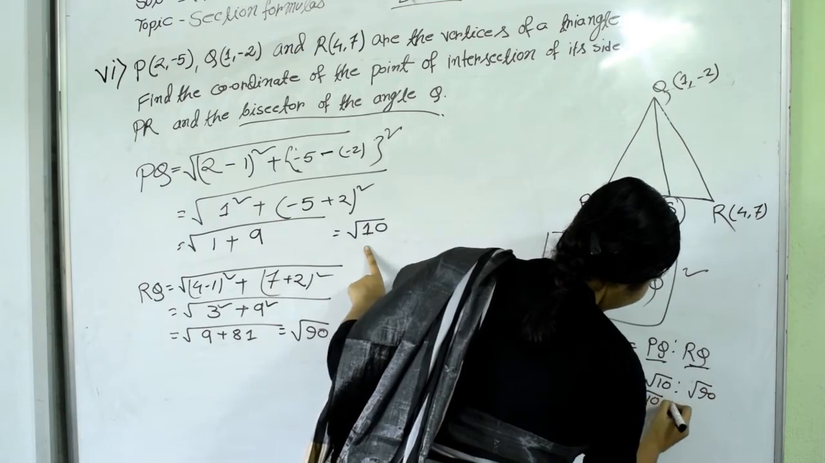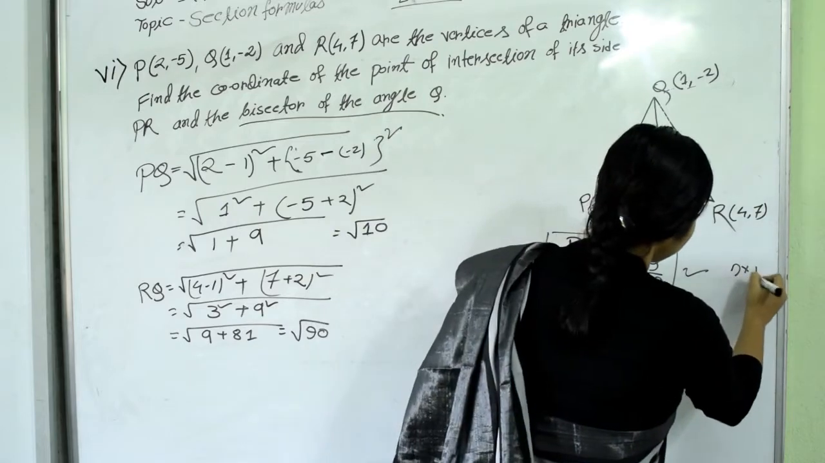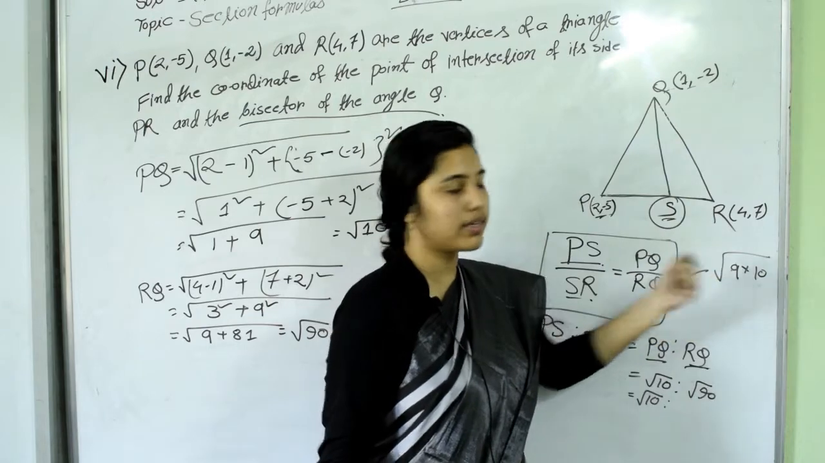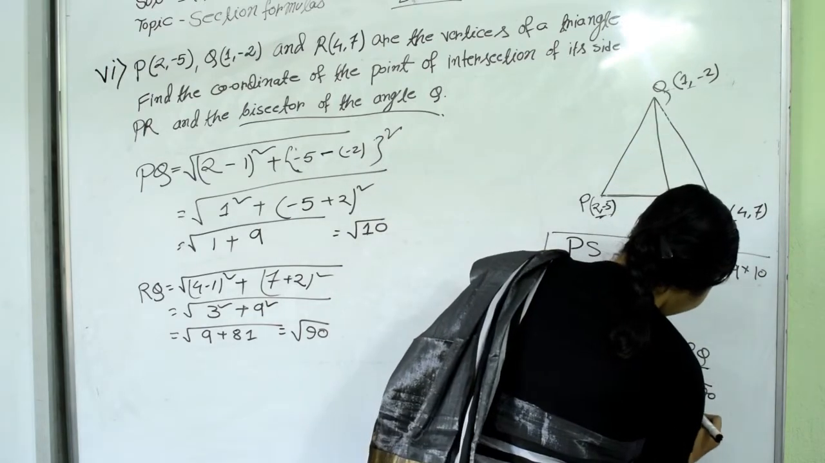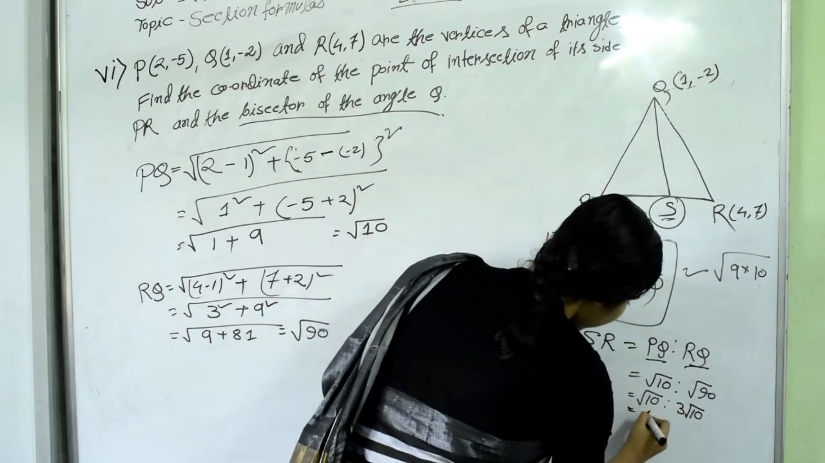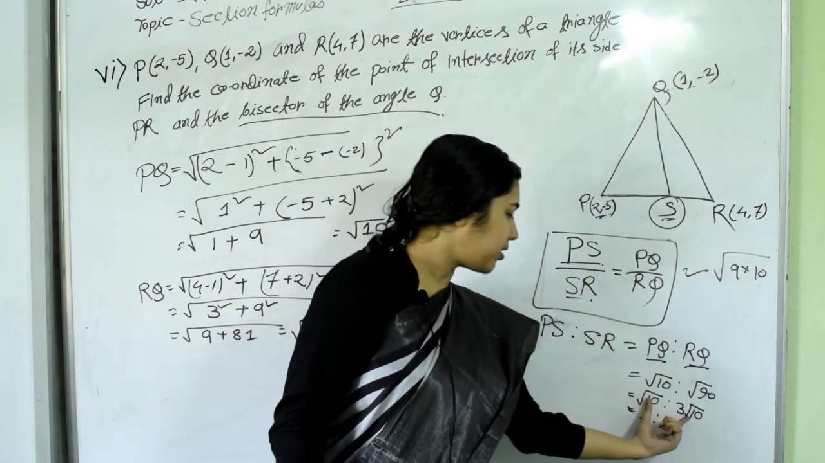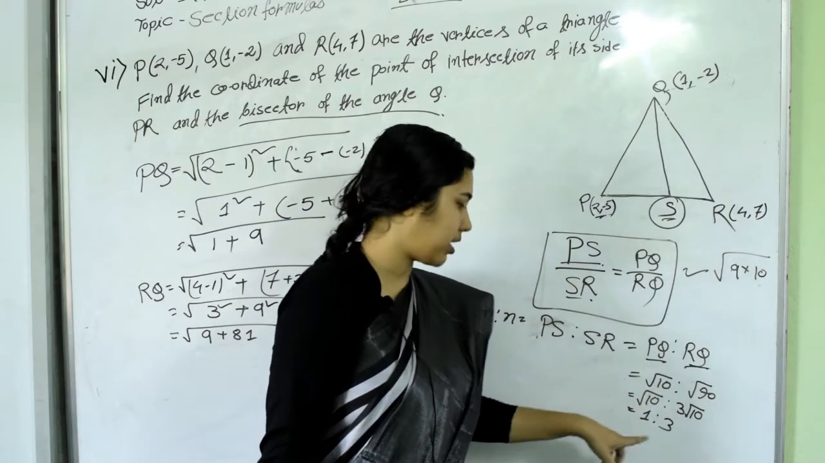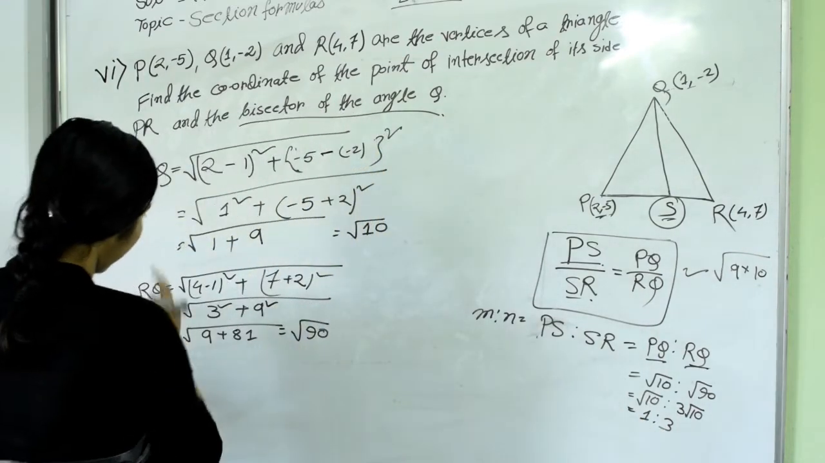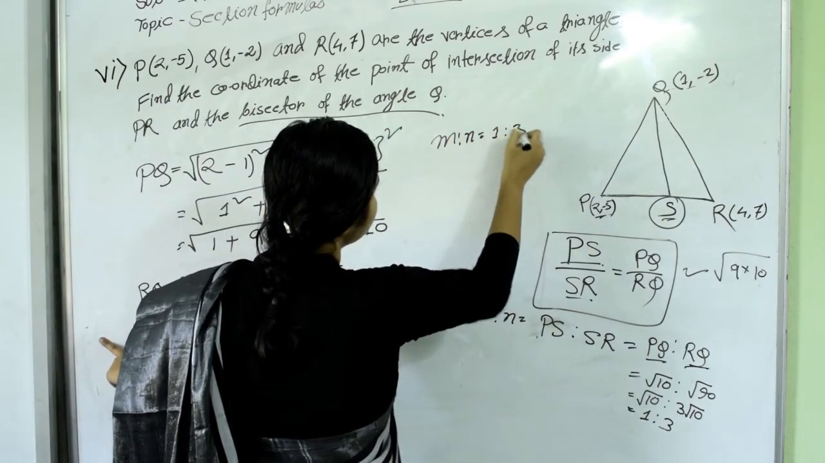We can also write root over 90 as 9 into 10, right? And we know that root over 9 is 3, so you can write root over 90 as 3 root over 10. So here our ratio is 1 is to 3. Divide these two numbers by root over 10, we will get here 1 is to 3. So here our ratio M is to N is equals to 1 is to 3.